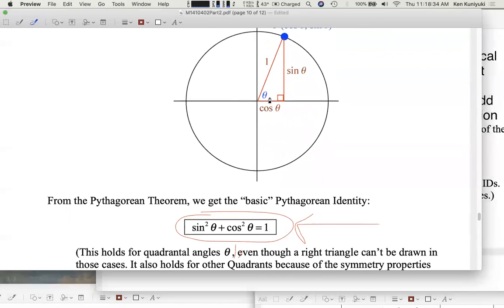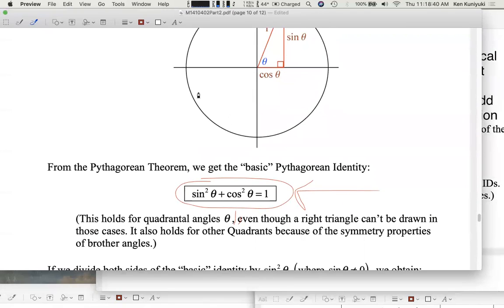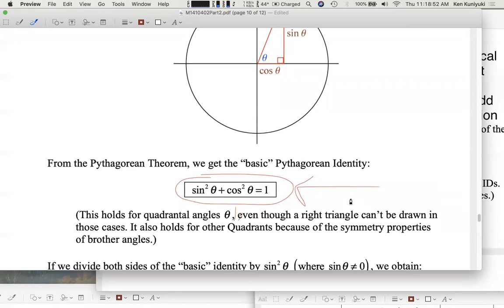Now, even though it's hard to draw a right triangle for quadrantal angles, still, this holds for quadrantal angles theta and even for other quadrants. Symmetry helps. This is the basic Pythagorean identity. But there are two other identities in this category. Oh, but by the way, you can manipulate this as well.